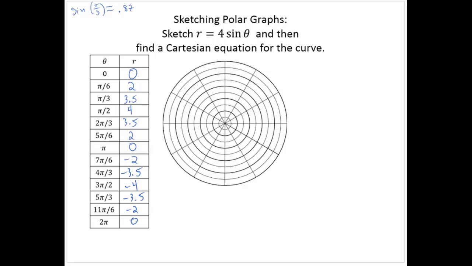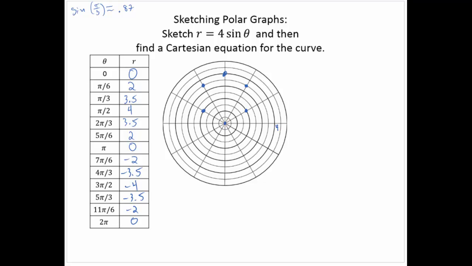Okay, so what we see here is that as theta changes from 0 to pi over 2, the radius increases from 0 to 4. And specifically, so here's r equals 4. At 0, the radius is 0, and then at pi over 6, the radius is 2. At pi over 3, the radius is 3.5. At pi over 2, the radius is 4. At 2 pi over 3, the radius is 3.5. At 5 pi over 6, the radius is 2. And at pi, the radius is 0.